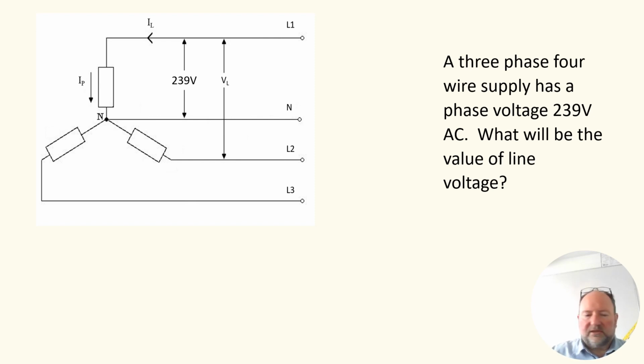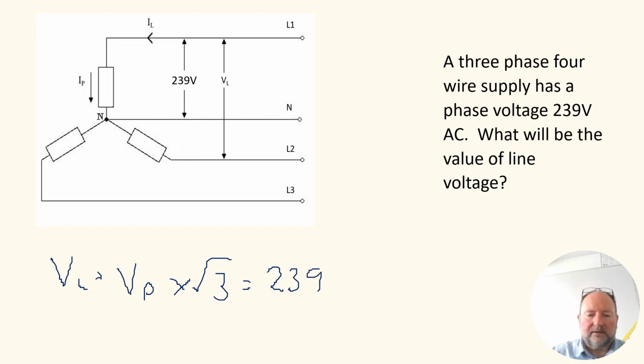So let's start off with the formula. Your line voltage is the phase voltage, and because the line voltage is now going to be greater, we need to multiply by the square root of 3. So that's 239, as in the question, multiplied by the square root of 3. Let me get my trusty calculator out again.